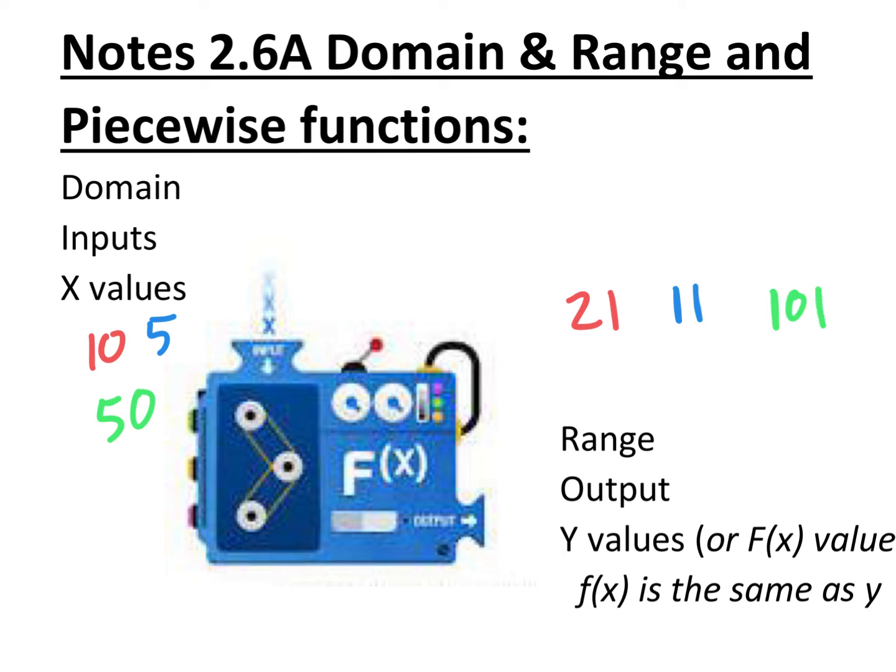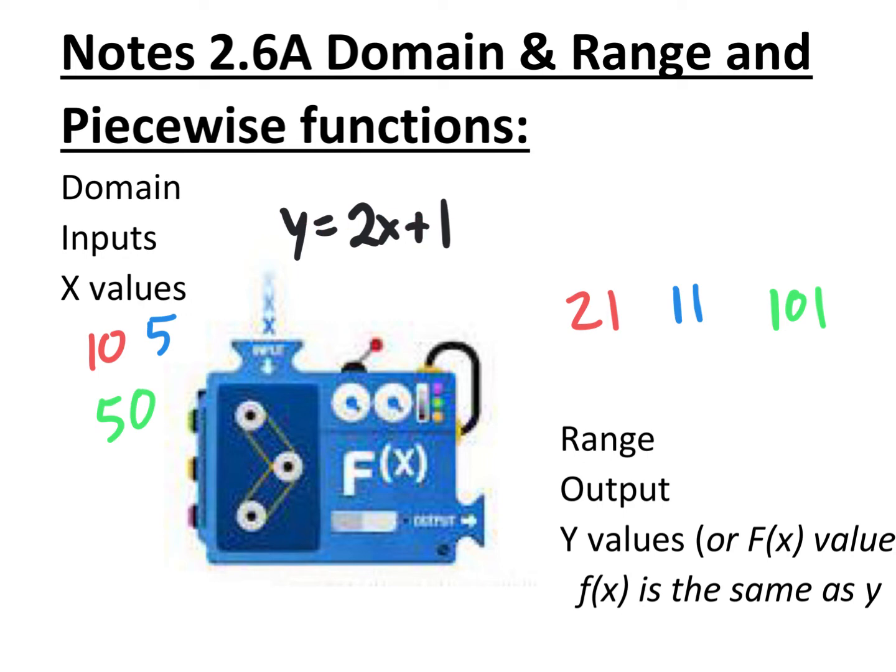I hope you guys see that the machine that's producing these outputs for those given inputs is y equals 2x plus 1, okay? So that makes sense, right? Plug in 10, 2 times 10 is 20, plus 1 gives you that 21. The 5, 2 times 5 is 10, plus 1 gives you 11. The 50, 2 times 50 is 100, plus 1 gives you 101. So I hope that makes sense that this machine is the function y equals 2x plus 1.